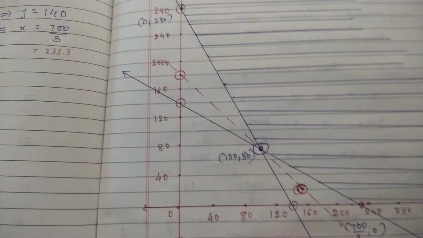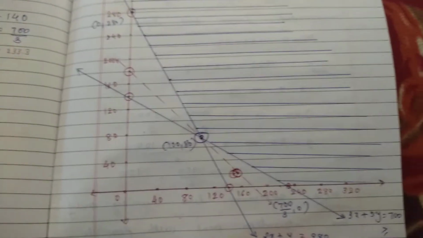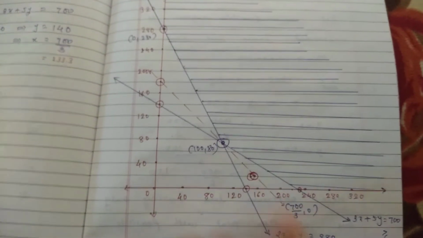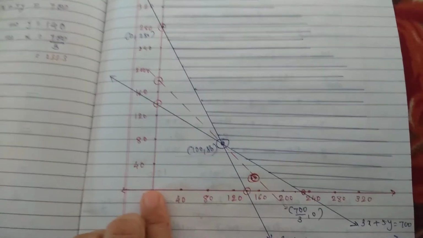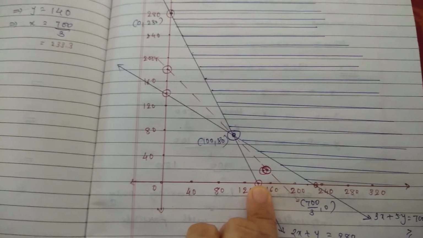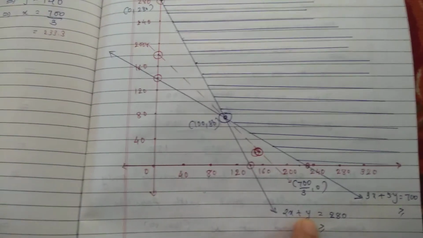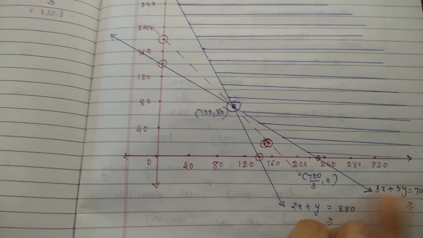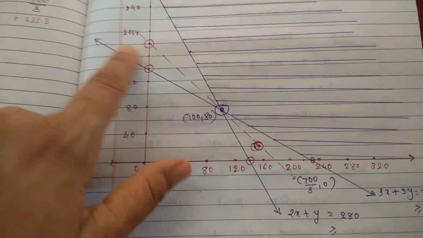So let us see the graph first. Here we will plot two lines, 2x + y = 280. So you can see this. When x = 0, y = 280. When y = 0, x = 140. So this is the first line, 2x + y = 280. Similarly, you plot the other line, 3x + 5y = 700. So this is the second line.